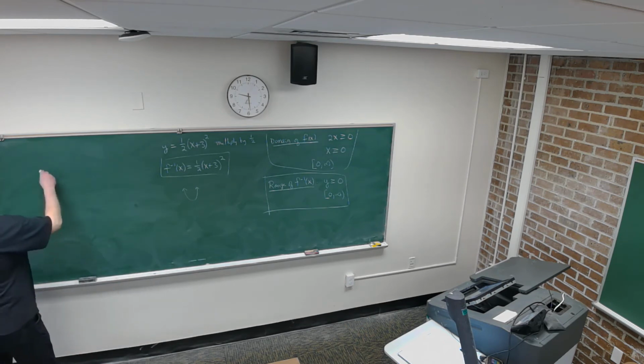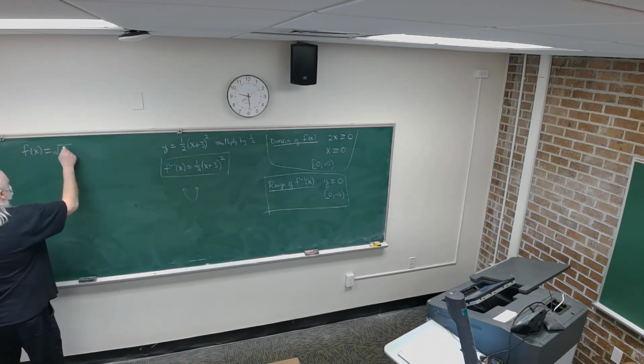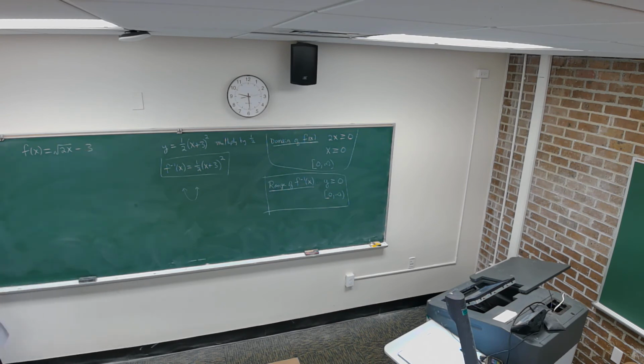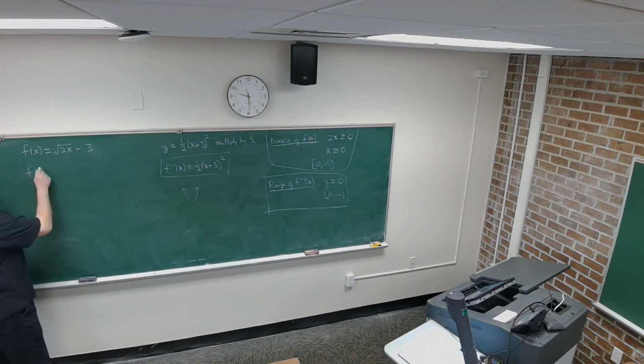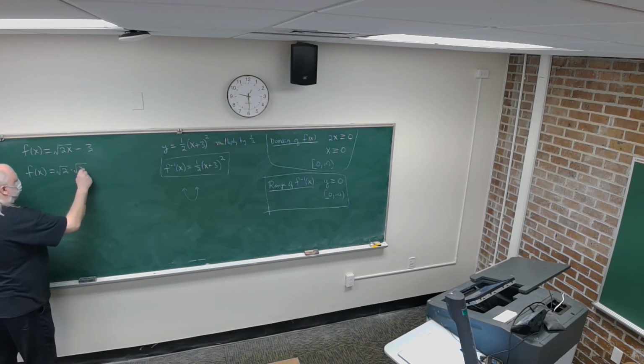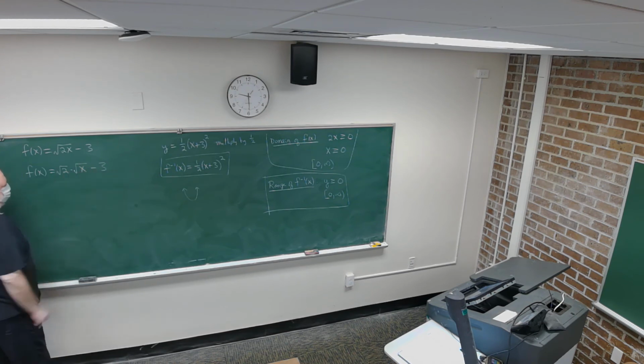So on the exam, you had to graph a transformed square root function, didn't you? That was problem number 1. Remember that? All right, you had to graph a transformed square root function. So we're going to graph this one, okay? And so the square root of 2x can be written as the square root of 2 times the square root of x minus 3.